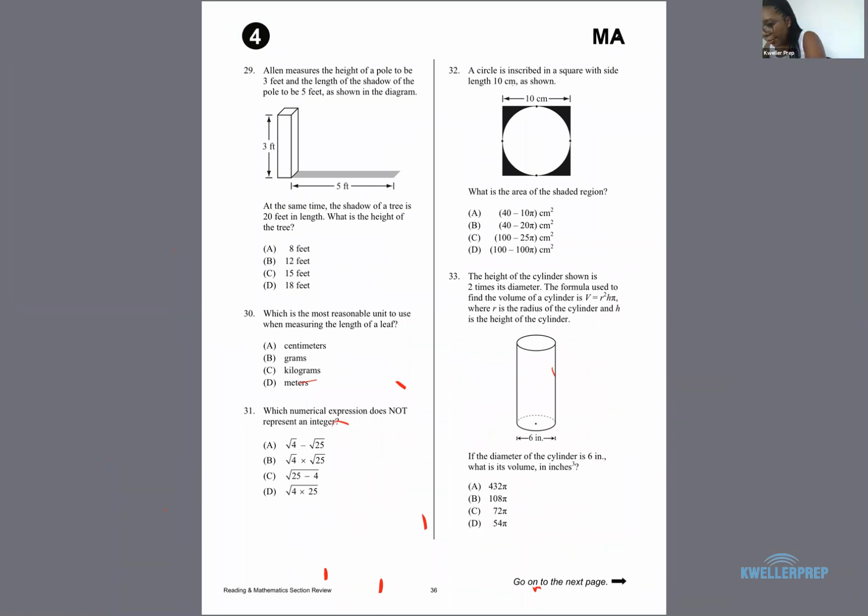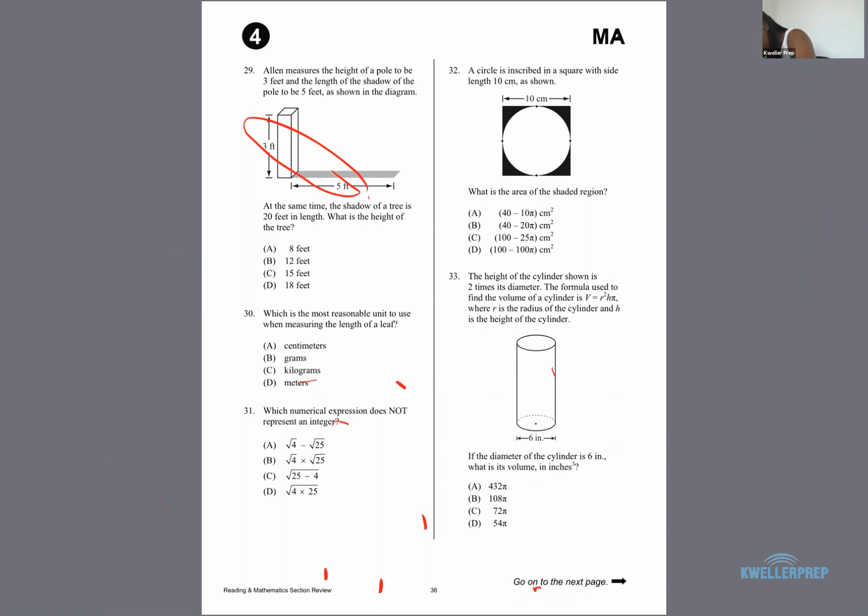Alan measures the height of a pole to be 3 feet and the length of its shadow to be 5 feet, as shown in the diagram. At the same time, the shadow of a tree is 20 feet in length. What is the height of the tree? Now, because it's at the same time, you can use this information to help you solve what the height of the tree will be. And it ends up being something like this.